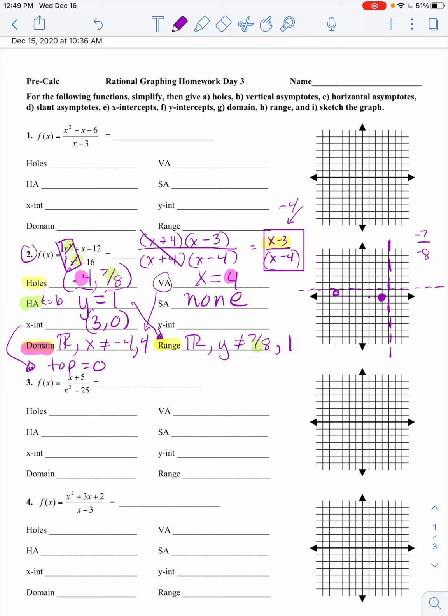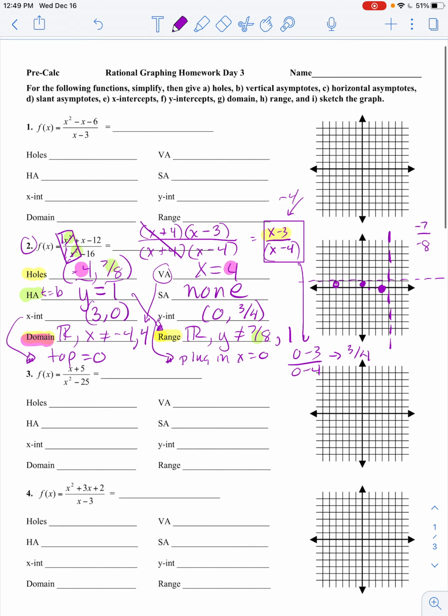The last thing I have to find then is the y-intercept, and if you read your chart, it says to plug in x equals 0. So I'll have, using this equation, 0 minus 3 over 0 minus 4, which will reduce to 3/4. So when I put in a 0, I got out a 3/4. So that's going to be right there underneath my asymptote. So I filled in all my information, and now I have to draw the graph.